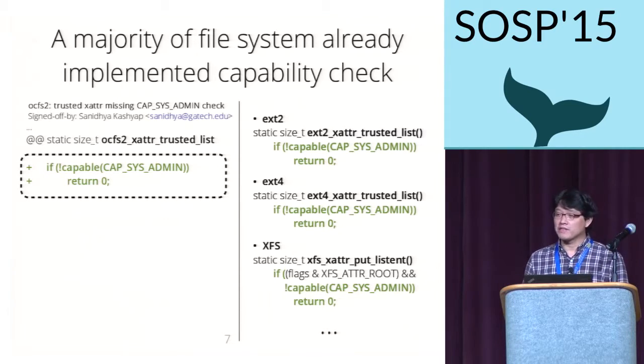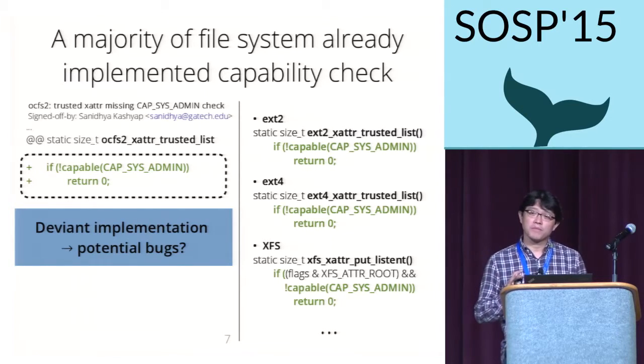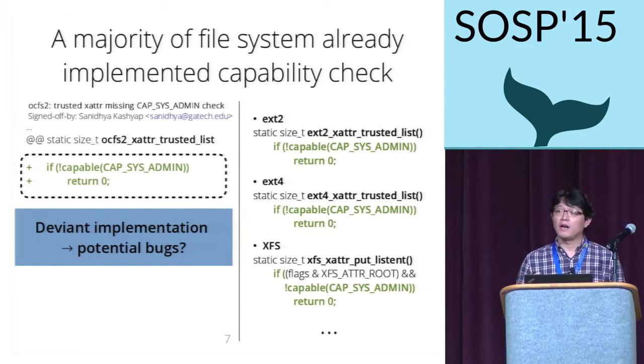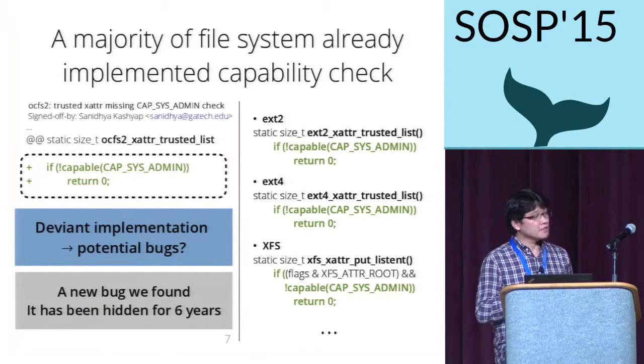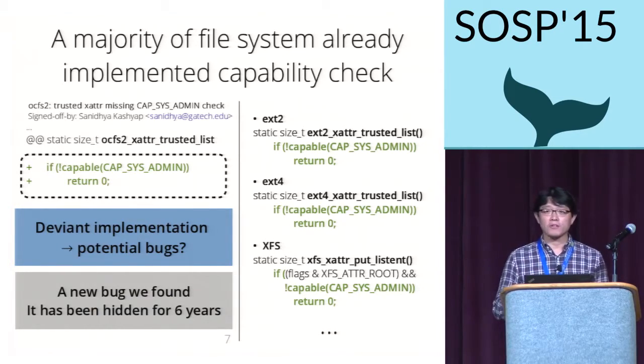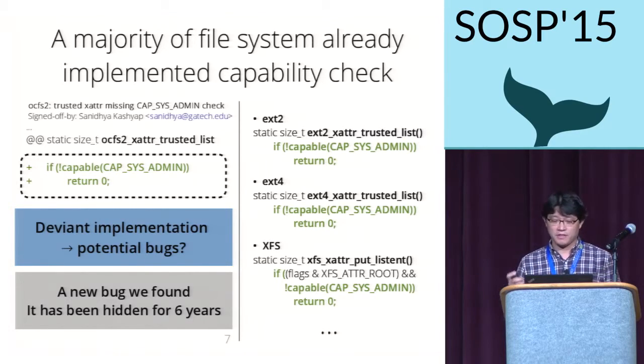The majority of file systems already implement the same functionality correctly, and they all have the proper capability check. If that is the case, can we consider the deviant implementation, in this case OCFS2, as a potential bug? Actually, this is the key intuition of our approach to finding bugs. This is one of the bugs that we found in this work, and this seemingly very simple bug had been hidden for 6 years.